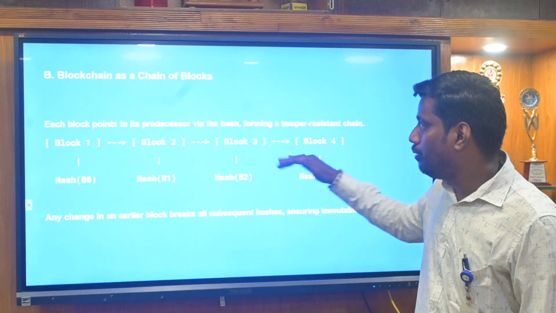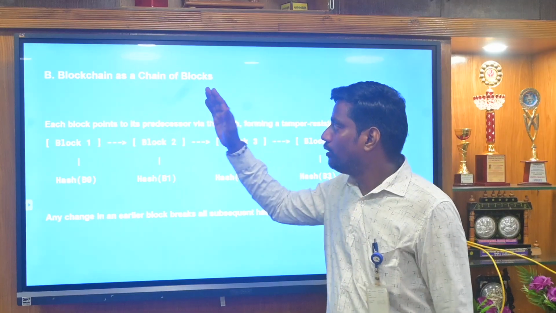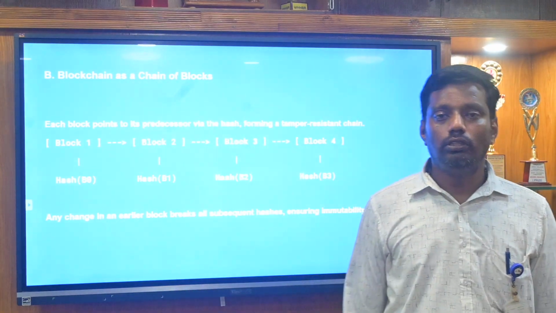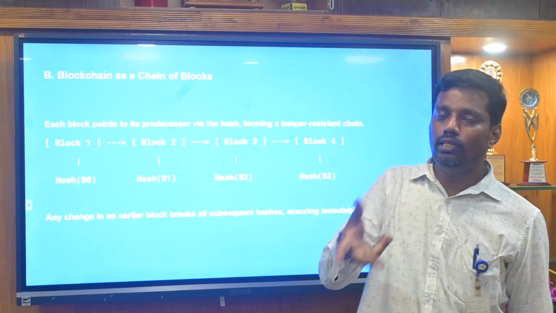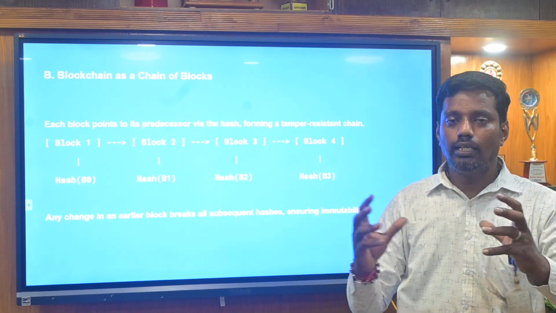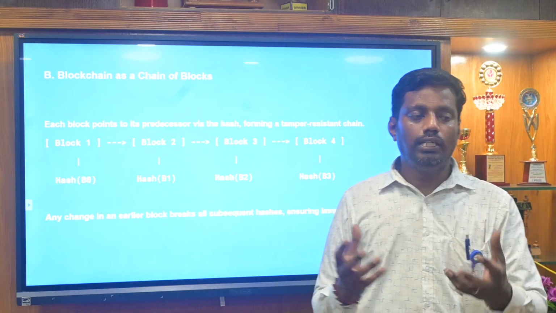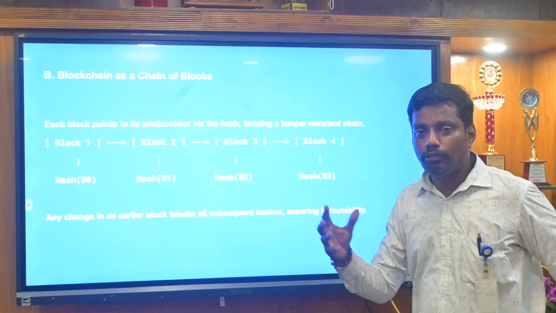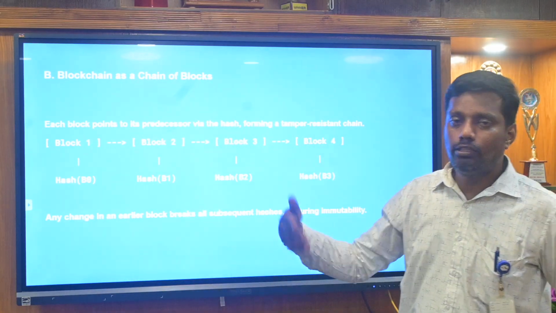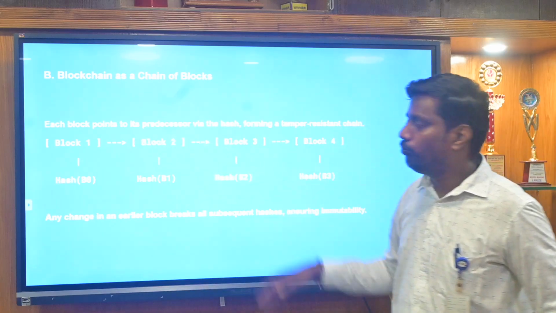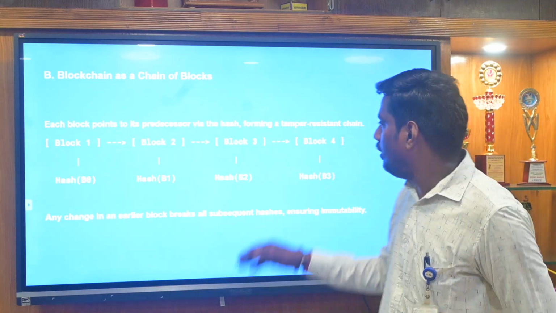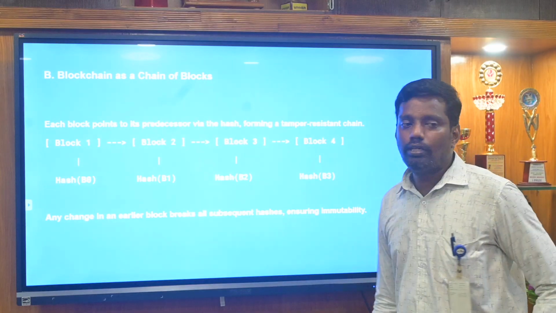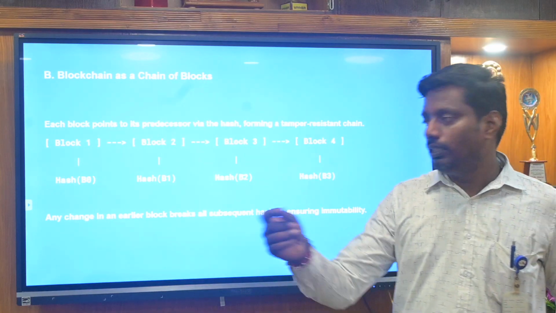Then the second part of the architecture is the blockchain as a chain of blocks. So we are saying it is a blockchain. Whatever block has been entered into the network is connected with the others, right? So each block is connected with the previous block. Each block points to its predecessor via the hashes, forming a tamper-resistant chain. Okay, so that is block 1.